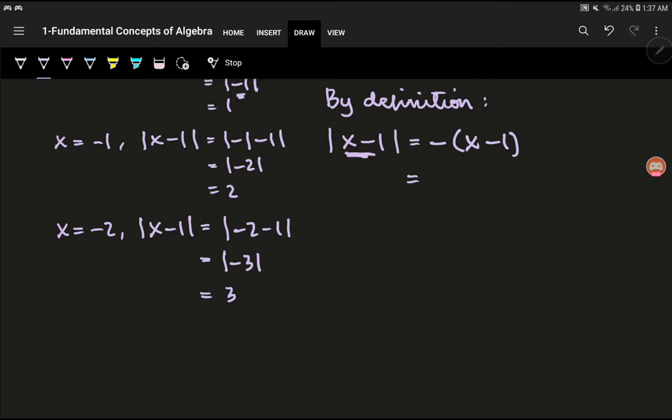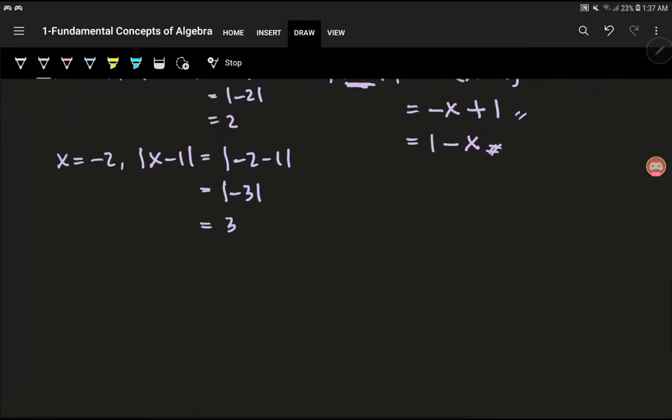So we expand the bracket here. We have negative x and then negative negative 1, so we have positive 1. And you can leave the answer like this, but we prefer to put the positive value in the front. So we rearrange the terms here. We have 1 minus x. So this is our answer.